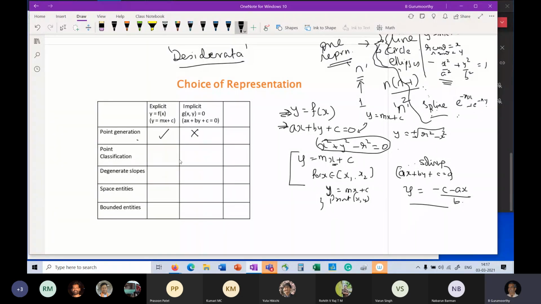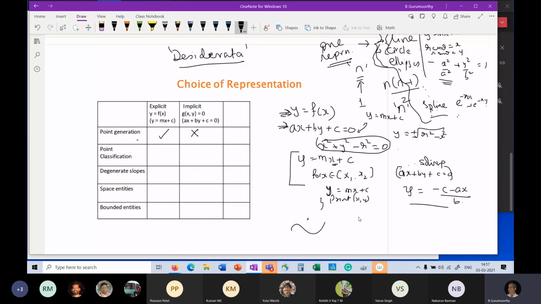Point classification, let me say what the problem is. The point classification problem is something that you have to take my word for now. Your CAD system will encounter it repeatedly in your modeling efforts. And the question essentially is this: given an entity, in this case a curve, and a point in space, you have to answer the question whether this point belongs to this entity or not. That's the point classification problem.